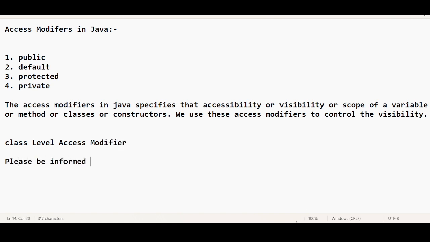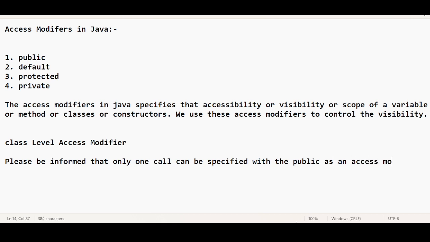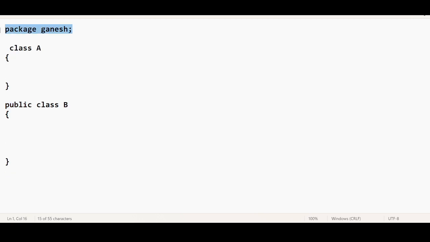Please be informed that only one class can be specified with public as an access modifier in a Java package. First point, first thumb rule. Package Ganesh, inside the package Ganesh, I have defined two classes. I am specifying one class with public as an access modifier. You cannot do both. You get a compilation error.